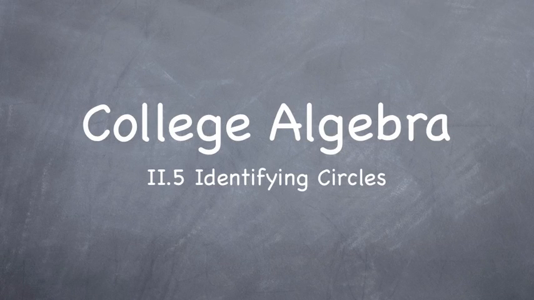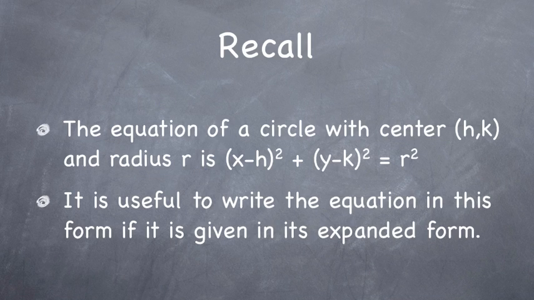This is lesson 2.5 on identifying circles. So last time we talked about the general equation for a circle. If we have a circle with a center at h, k and a radius of r, then the equation that describes that circle is (x minus h) quantity squared plus (y minus k) quantity squared equals r squared. And we saw that that just came from using our distance formula. When we think of the circle as being the collection of all points that are a fixed distance from the fixed point h, k, this falls just right out from the distance formula.